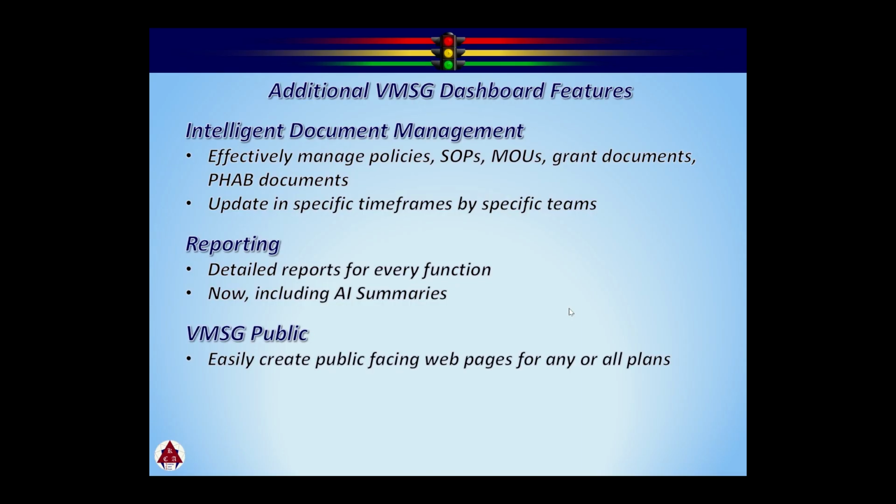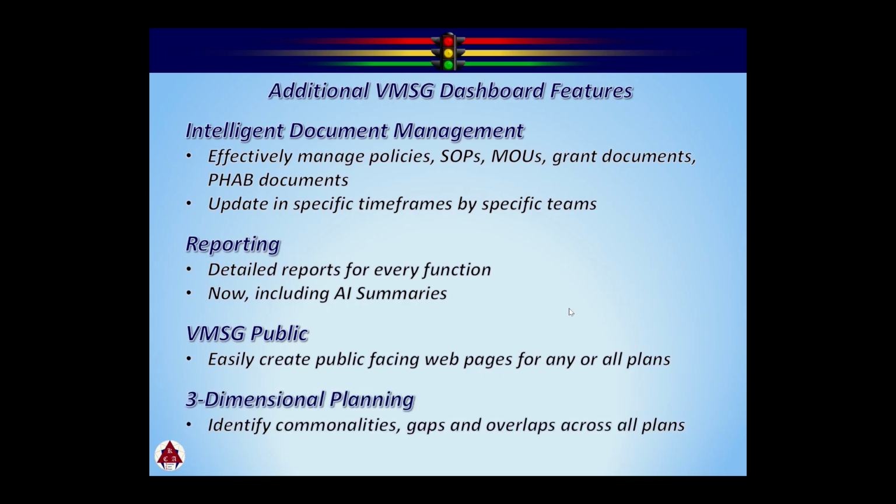VMSG Public is, again, a way to create public-facing web pages. It also includes that same AI feature, so you can have a graphical page that has a timeline and that sort of thing on it, just a chart. And then it can have the AI summary paragraph in there as well. And again, we go into all this in detail in future training. And then three-dimensional planning is just a way to interconnect everything on the system. So how does my strategic plan connect everything else? And you can connect anything together. Again, there's a separate training on that.